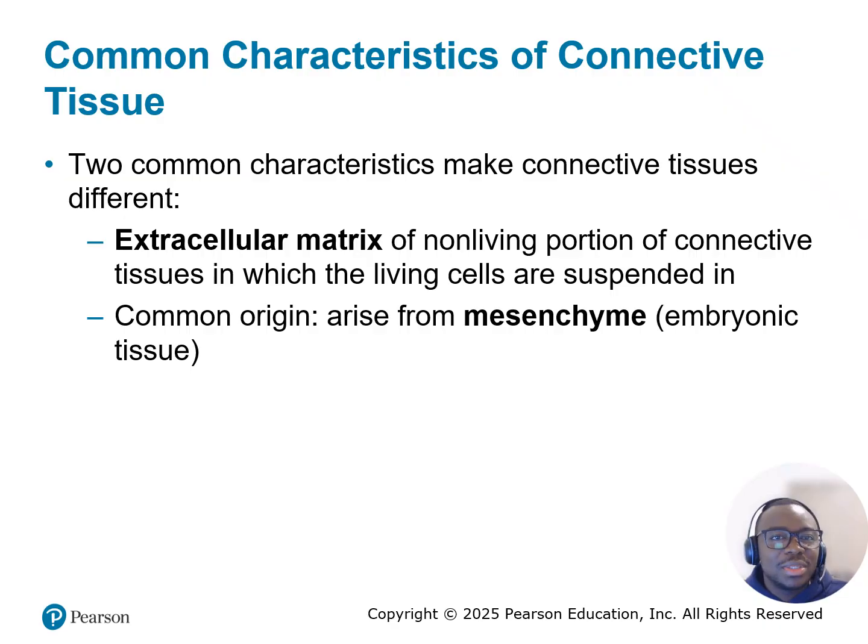Two common characteristics make connective tissues different from other tissues. The first is the extracellular matrix, the non-dividing portion of connective tissue, in which living cells are suspended. The second is common origin. All connective tissue arises from the mesenchyme during embryonic development.